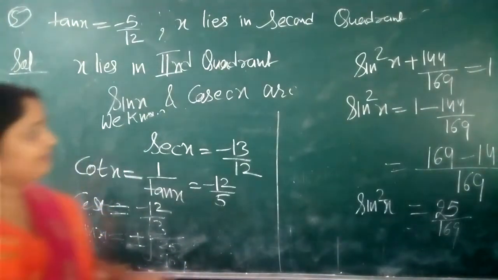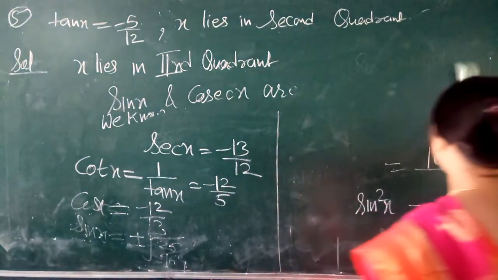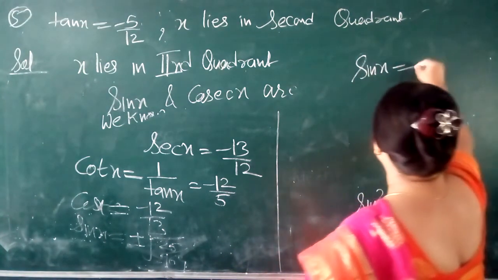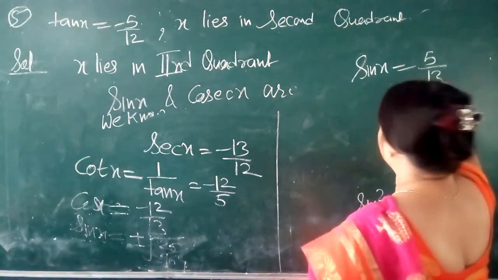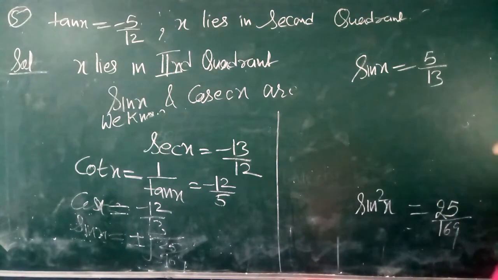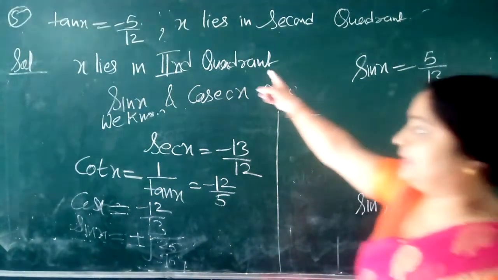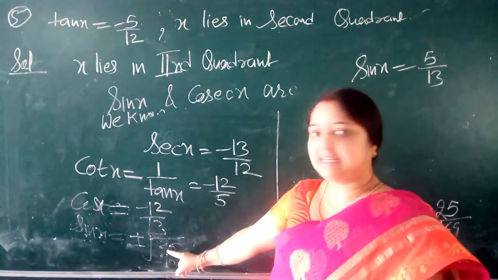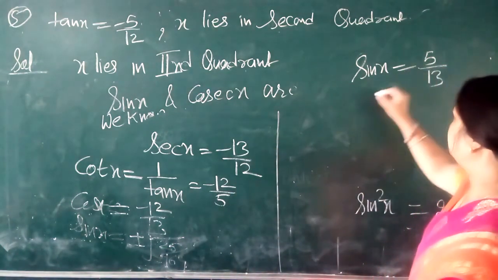And you know the value of the square root of 25 upon 169, so it will come sin x is equal to 5 upon 13. And you have to select the sign. In the second quadrant, sin x is positive. So sin x is with positive sign.